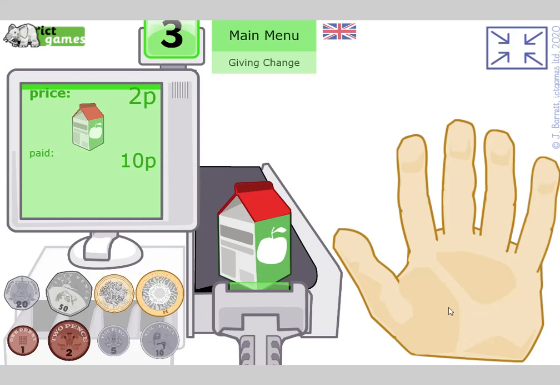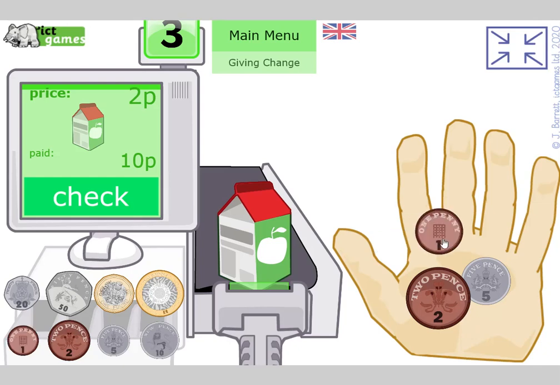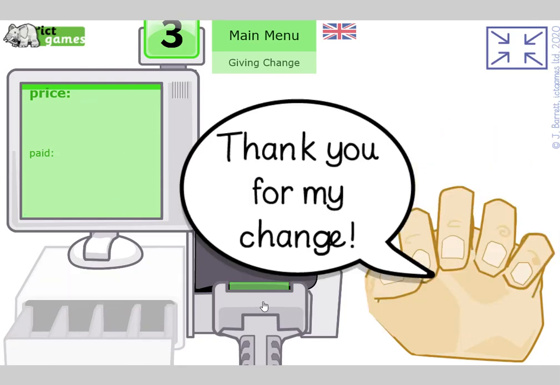2 and 8. What coins would you use? What coins? Yeah, I think I'd use a 5, a 2, and a 1. I think. Thank you for my change.